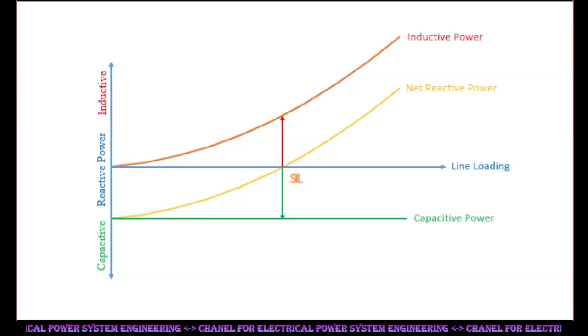Similarly, the line behaves like an inductive element and absorbs reactive power from the system when the load on the line is more than SIL. The magnitude of reactive power absorbed from the system depends on the line load above SIL. Therefore, the ideal operating condition for a line is to have load at or close to SIL.